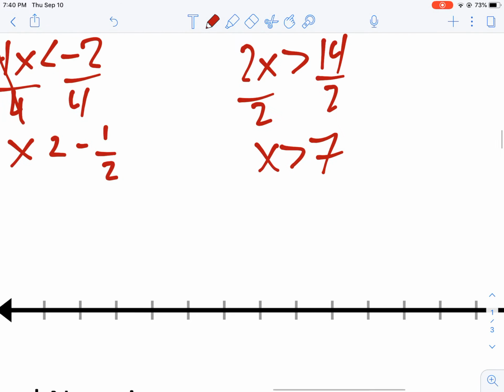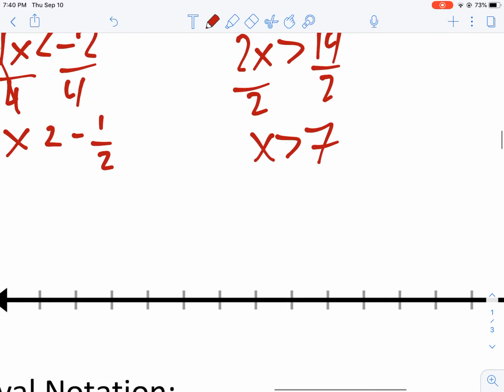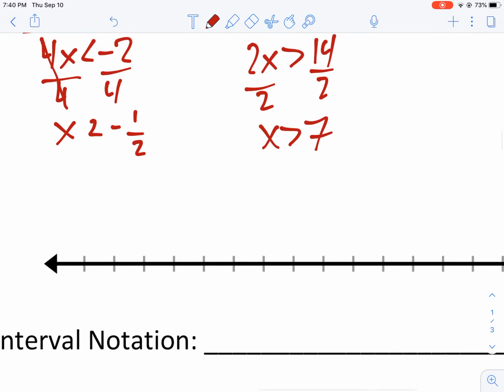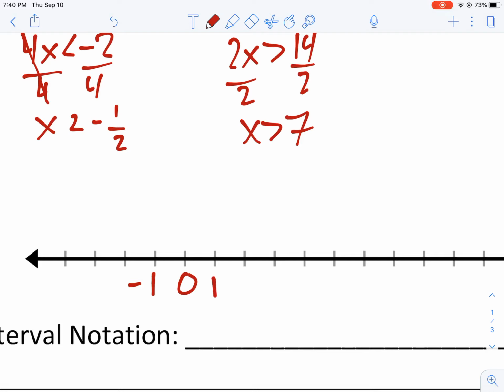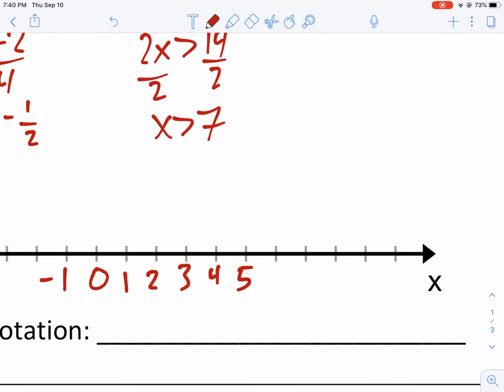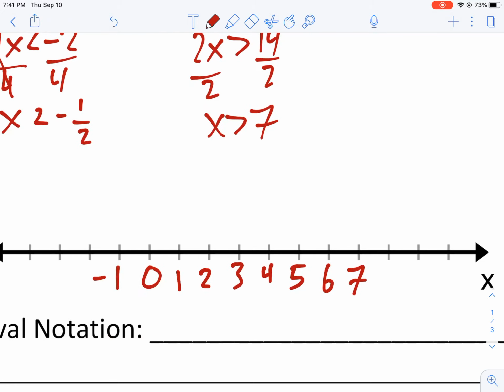So since we're putting a number at a half, right, we want to make sure we get all our numbers on both sides of that. So we're going to go 0, negative 1, 1. Now we need to get up to 7. So 2, 3, 4, 5, 6, 7. You don't need to go past that. You can if you want.